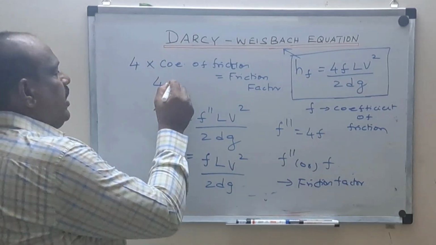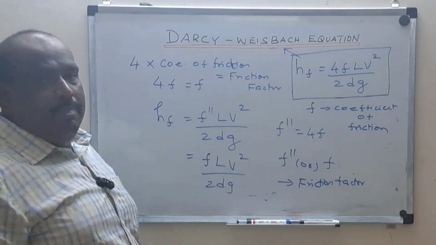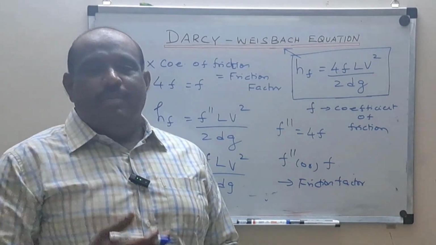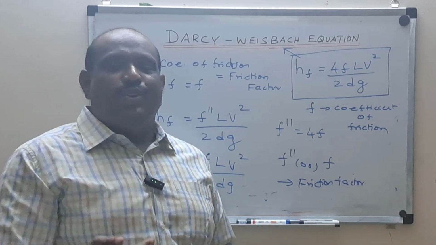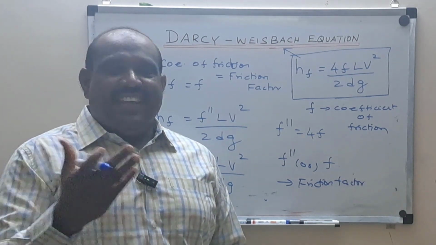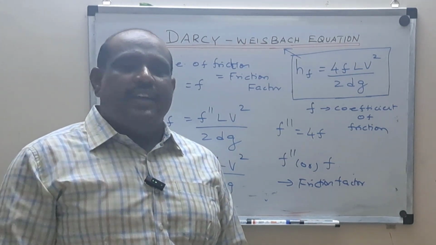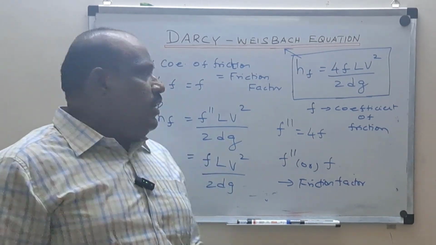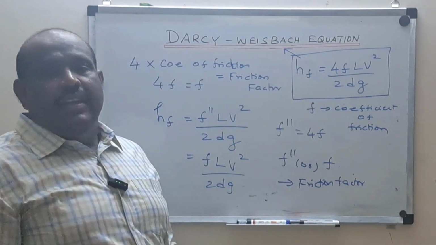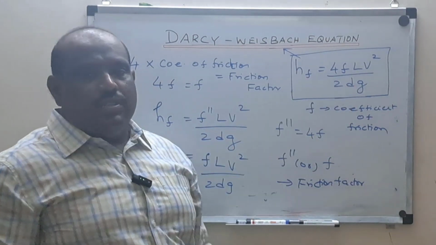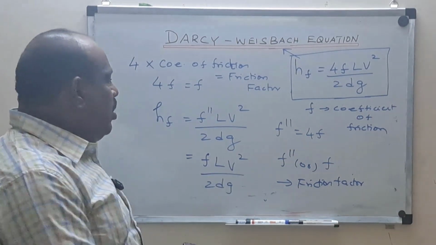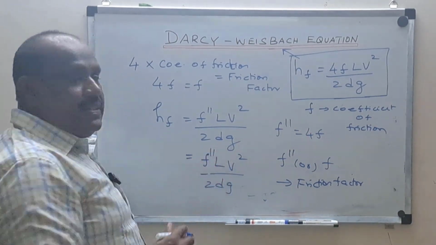So if I tell you 4f equal to f, my mathematics professor will scold me. Why? Because I can strike off f and it will become 4 equal to 1. It's wrong. But they are trying to name one constant in another constant. That's the only idea. So you don't get confused. If you want, this equation is fine, where f is called the coefficient of friction. But the same equation can be written as f into L. If you don't want f, you can still have f double dash.